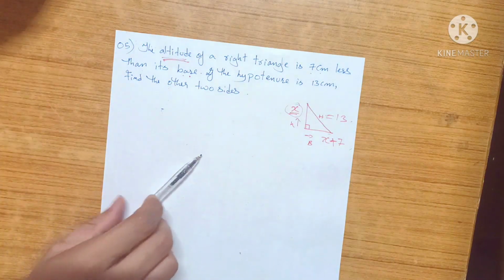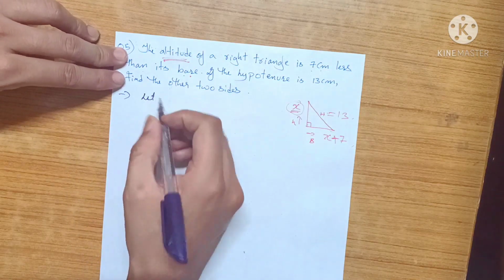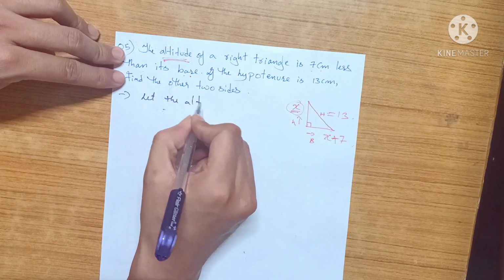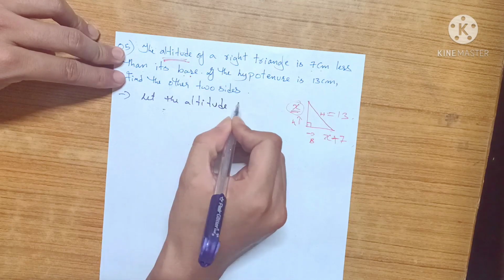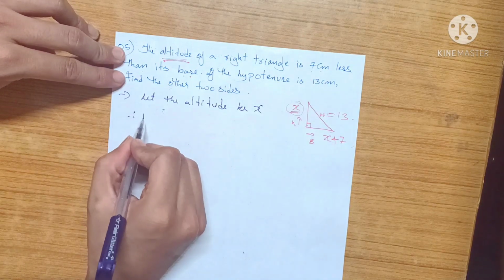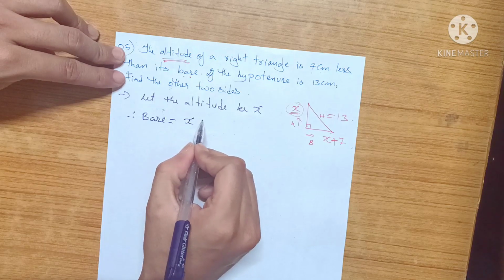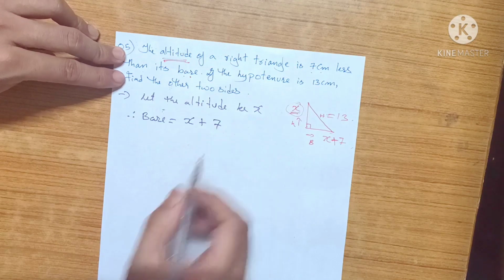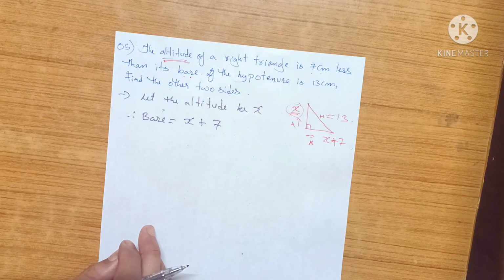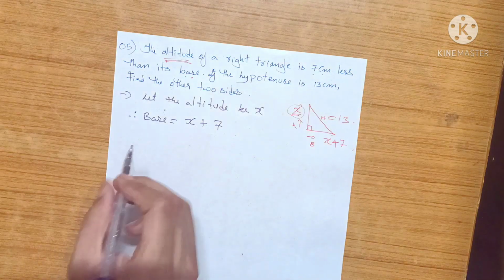And hypotenuse they've already given, 13. So let's start. Let the altitude be x, therefore base equal to x plus 7, since the altitude is 7 centimeter less than its base. So base is larger than the altitude by how much? By 7. Yes.